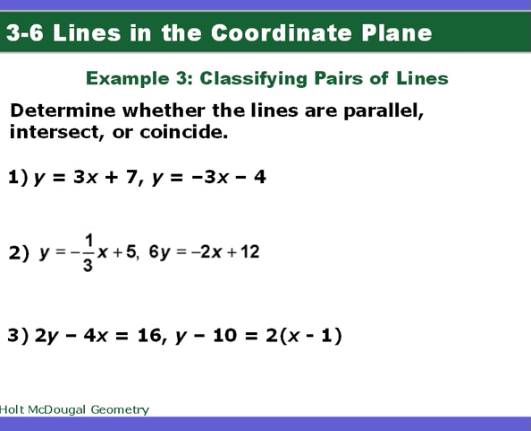Okay, so here's an example. We want to classify the pairs of lines. So for the first lines, we're looking at the equation y equals 3x plus 7 and y equals -3x minus 4. So we want to look at the slopes. Right now, our slopes are both different. As a result, that means our lines are going to intersect, so these would be intersecting.